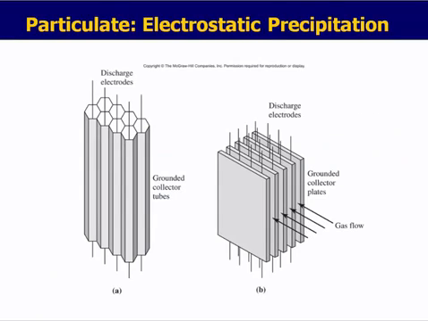Here's the picture from your textbook. If we look at the plate, these plates would be positively charged, each one of them, and your gas flowing through this at a low velocity would be negatively charged. As the gas passes through the plates, and the distance between these plates needs to be very small, so that you can have that electrical attraction and movement, then the particle would be attracted to the plate, and every once in a while it would be tapped, and those particles would drop out to a hopper.